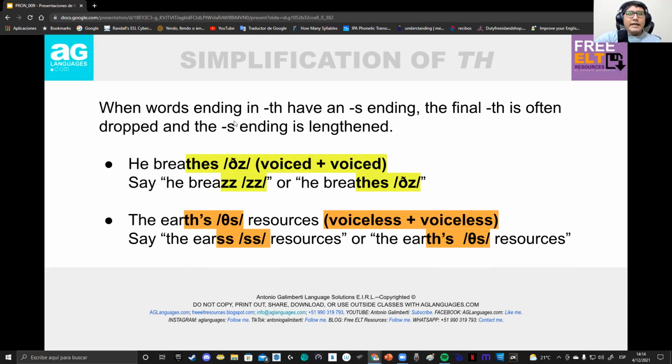When words ending in TH have an S ending, the final TH is often dropped. It means we don't do it. And the S ending is lengthened. Okay, so we make it longer, we elongate the sound. So he breathes becomes he breezes, or he breezes. And the earth's resources, voiceless plus voiceless, we need to say the earth's resources, or the earth's resources. Okay.